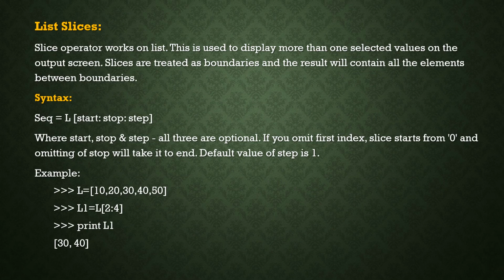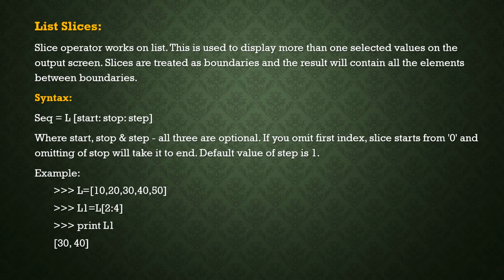So that is list slices. The slice operator that we are using here, we can use in strings also. Under strings, the slice operator gives a substring. That means only a particular element will be extracted from that particular string. In the same way here also, we can extract some elements or members of a list by using the slice operator.